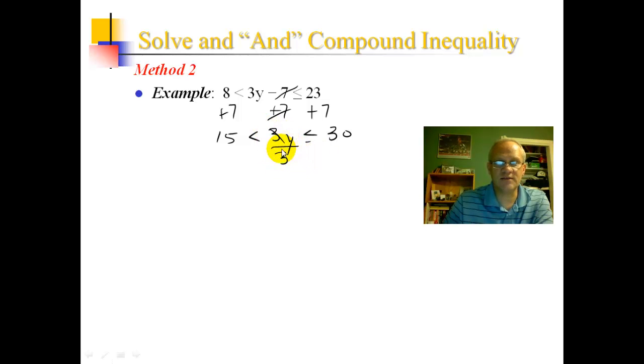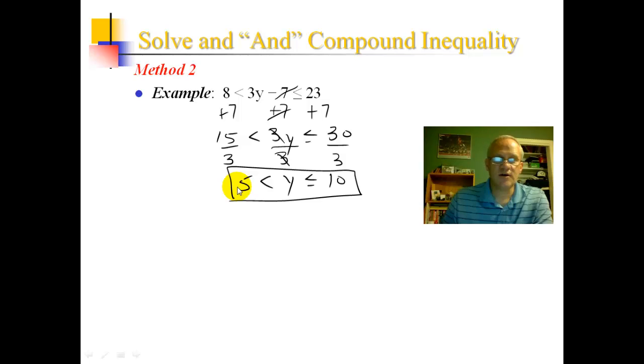Well, in order to do that legally, I have to divide by 3 over here, and I have to divide by 3 over here. What does that leave me with? Y is less than or equal to 10, and y is greater than 5. So this is how my answer would look doing it with this method 2. It means the exact same thing that we did before, where we said y is less than or equal to 10 and y is greater than 5. It means the same thing.